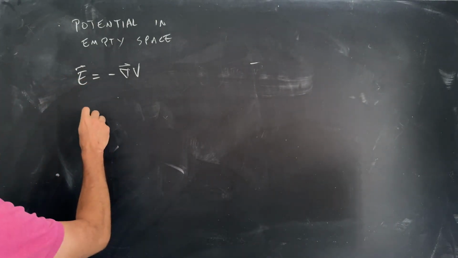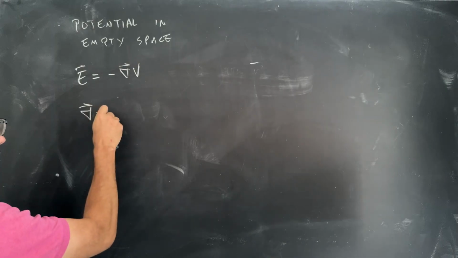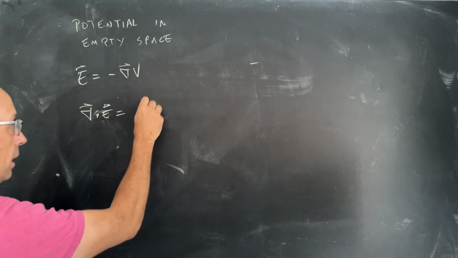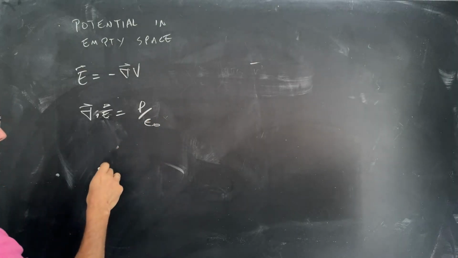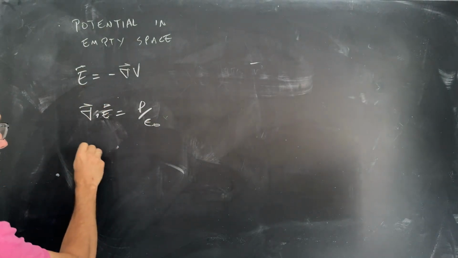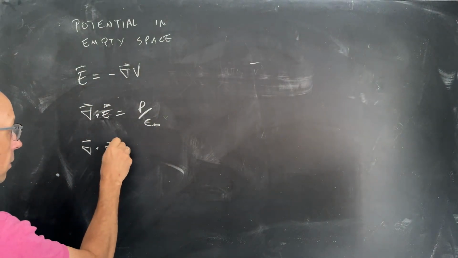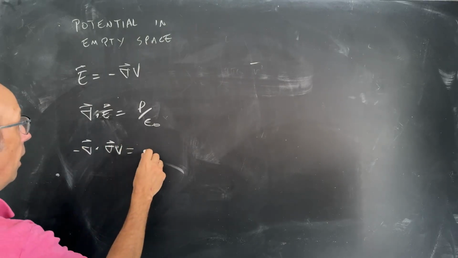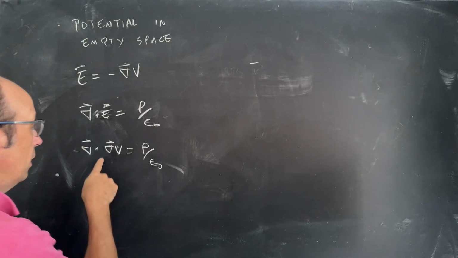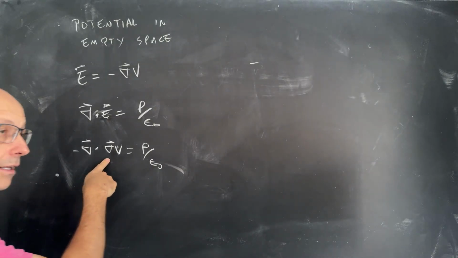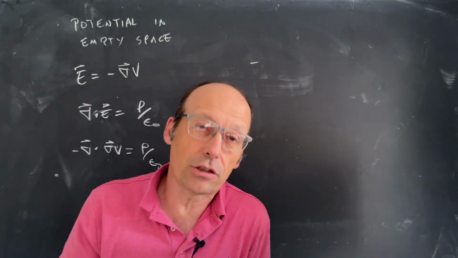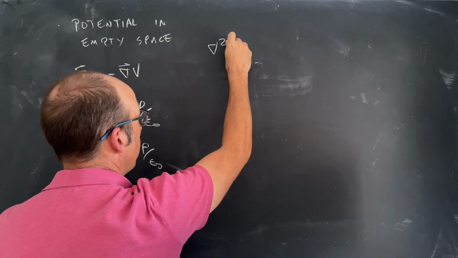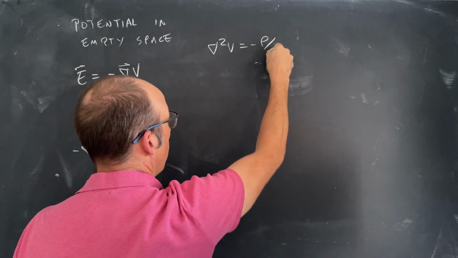Well, using Gauss's law, the differential form of Gauss's law says that del dot E, the divergence of E, is the charge density over epsilon naught. So if I put this in over here, I get del dot del of V equals negative rho over epsilon naught. So this is the second space derivative. We call that the Laplacian. So we can write this as del squared of V is negative rho over epsilon naught.